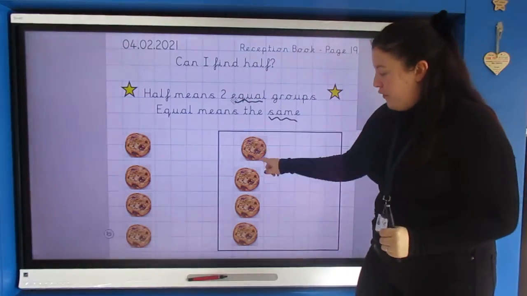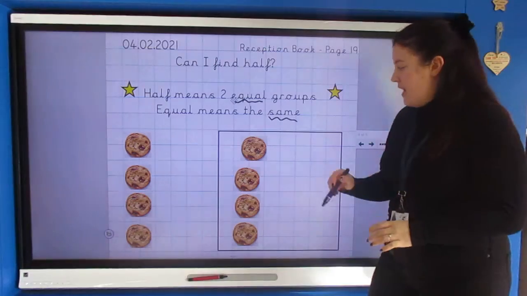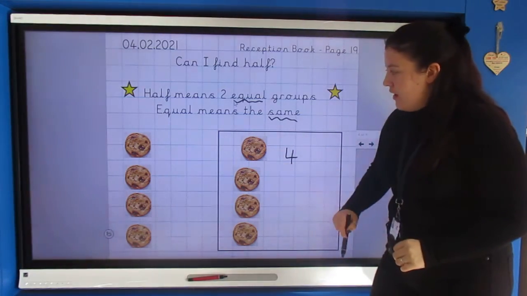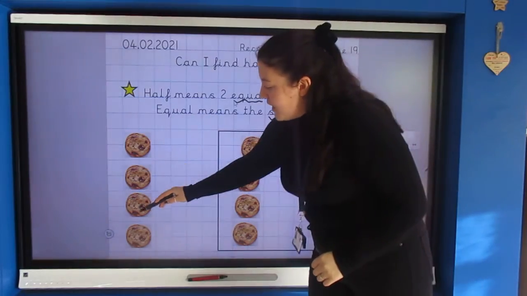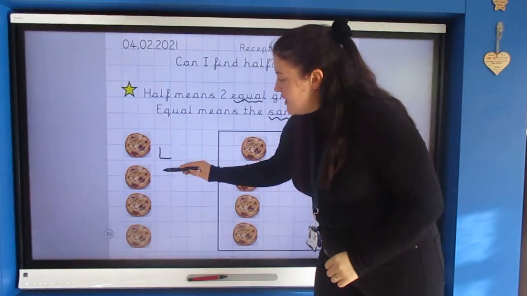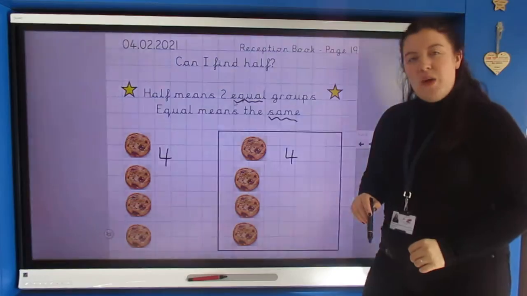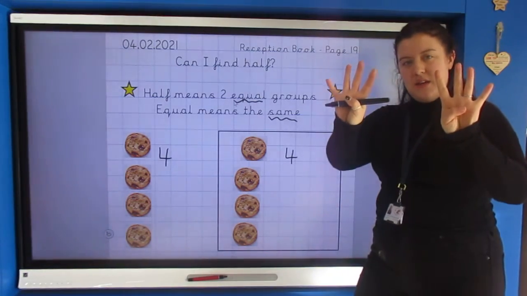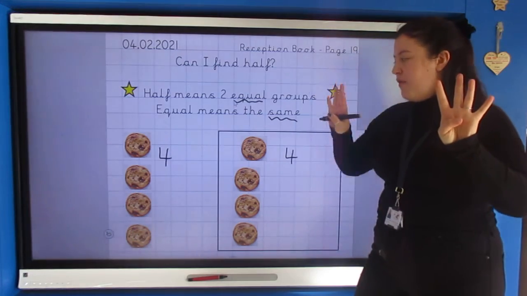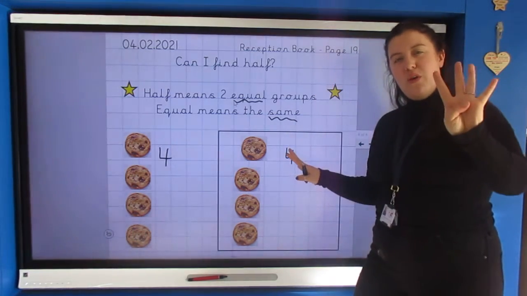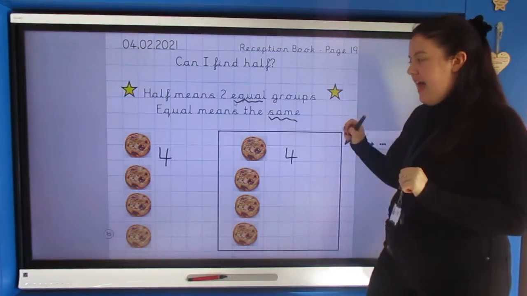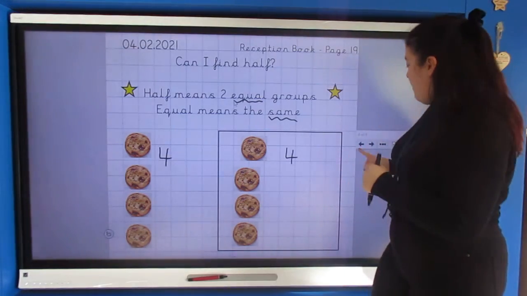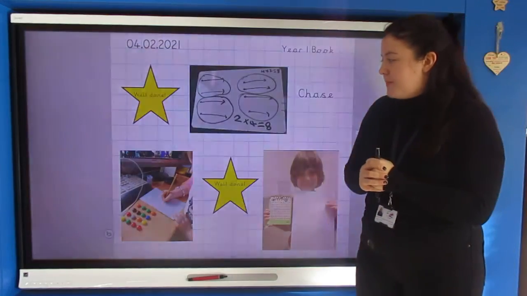So I've put 4 biscuits inside the tin. I'm going to write 4 there. 1, 2, 3, 4. And I've got 1, 2, 3, 4 left on the side. We have halved 8. We started with 8. Okay? And we've put half of them in the tin, and we're left with 4. So half of 8 is 4. Well done if you've kept up with me, because it is very tricky.